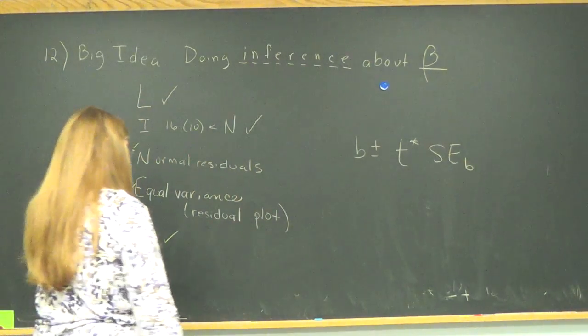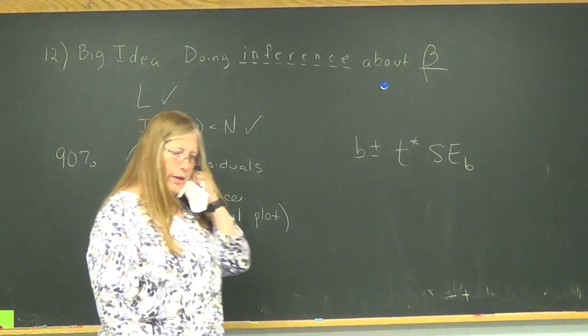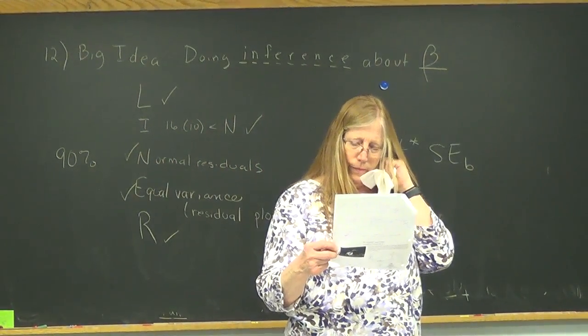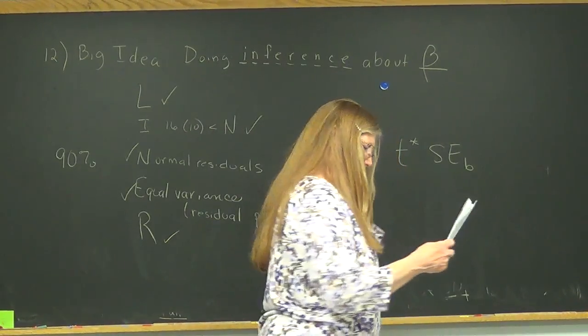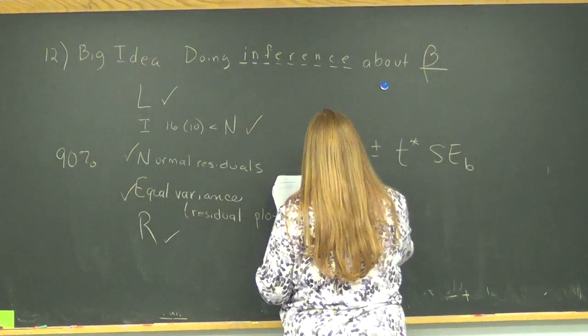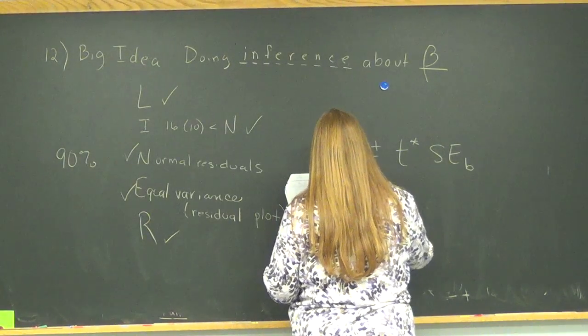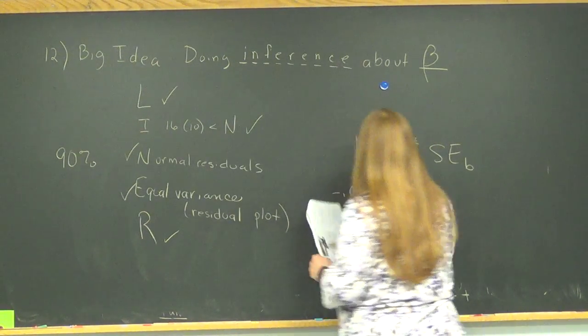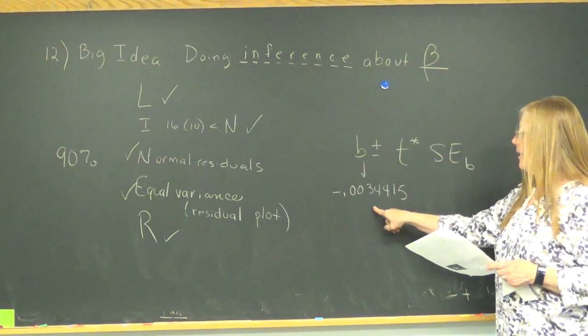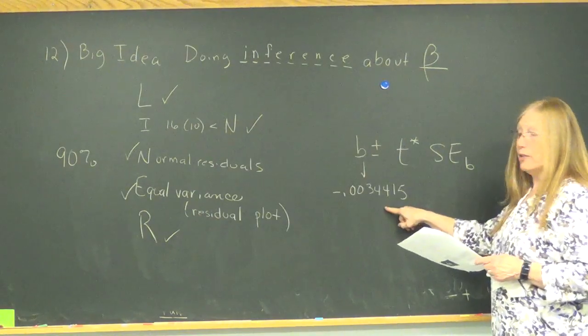Did it give us the percent? So what are we putting in for B, Andrew? B, you are going to put in -0.0034415. All right, you got that from the chart? Yeah, the change coefficient. Hopefully you see why he chose that out of all the numbers on the Minitab. It is the slope.